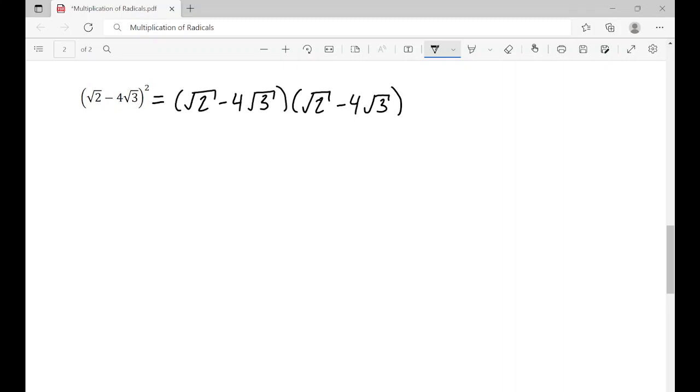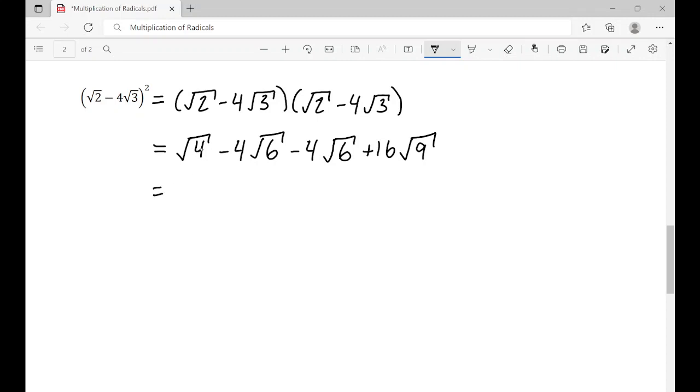So root 2 times root 2 is going to give me root 4. Root 2 times negative 4 root 3 is going to be negative 4 square root of 6. Then negative 4 root 3 times root 2 is going to be negative 4 square root of 6. And then negative 4 root 3 times negative 4 root 3 will be positive 16 root 9.